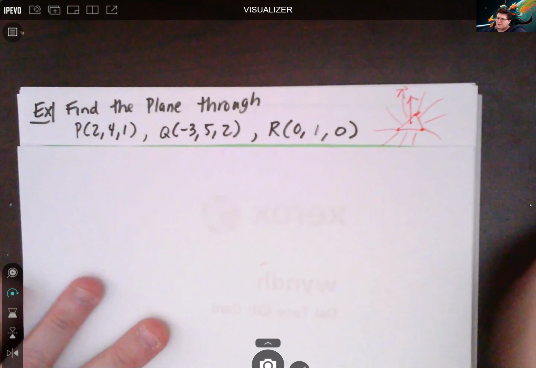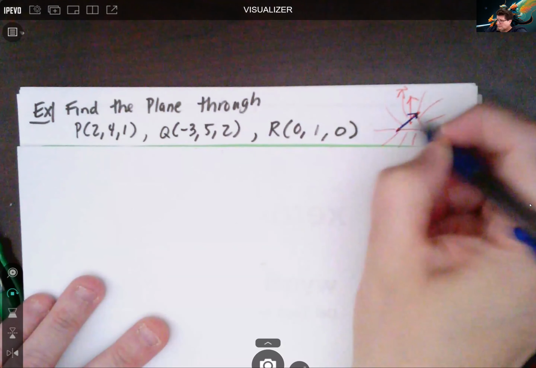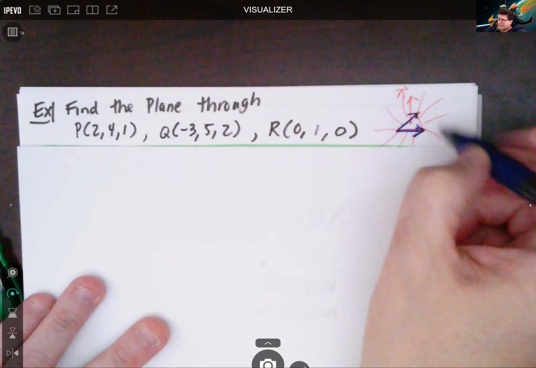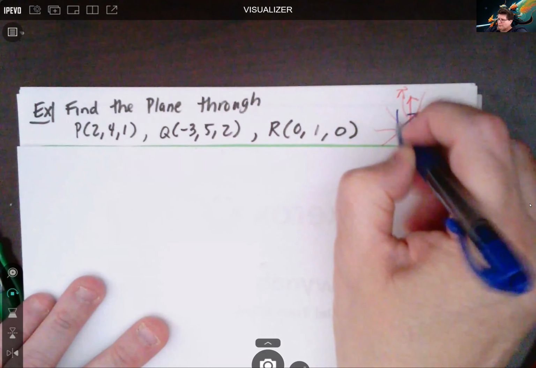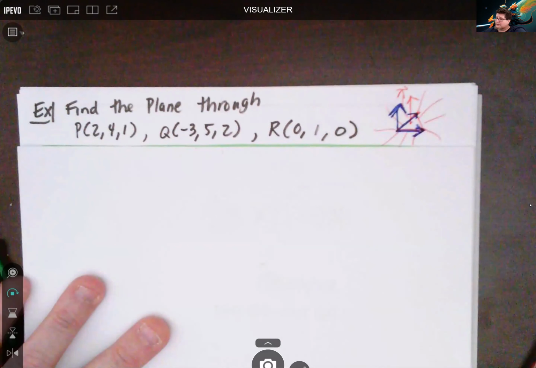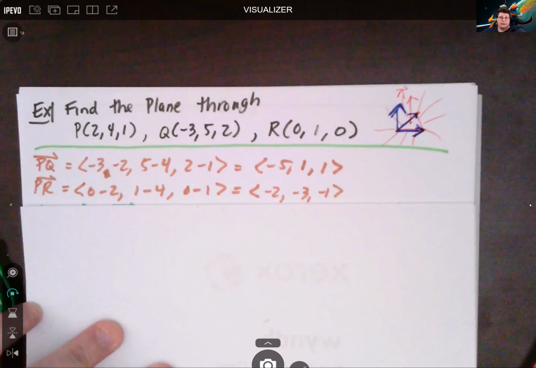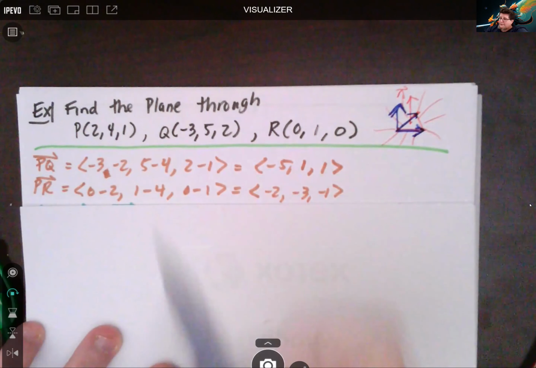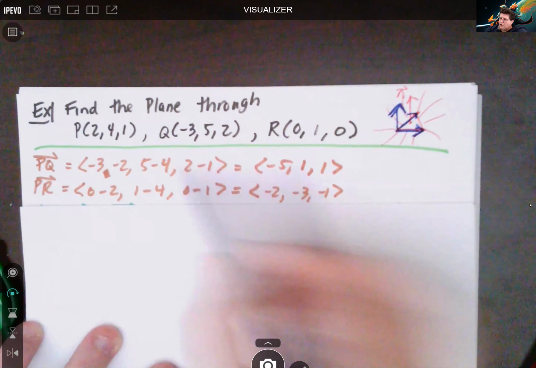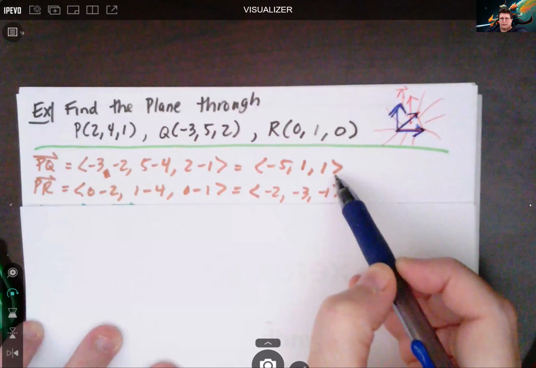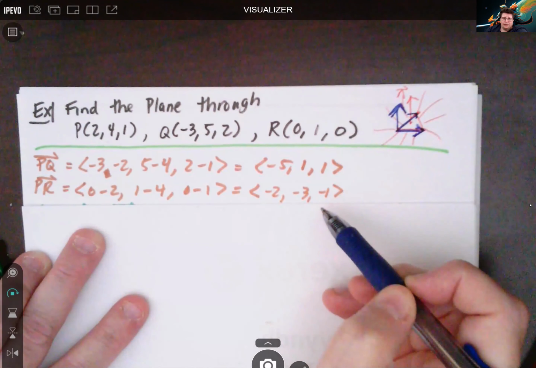All right, so one such option is we make some vectors. And if we take the cross product, it should give us a vector that is normal to both of those vectors, which would be n. So that's what we're going to do. Let's make PQ and PR. PQ is -3 minus 2, 5 minus 4, and 2 minus 1. We get the vector -5, 1, 1. We do the same thing with PR and we get -2, -3, -1.